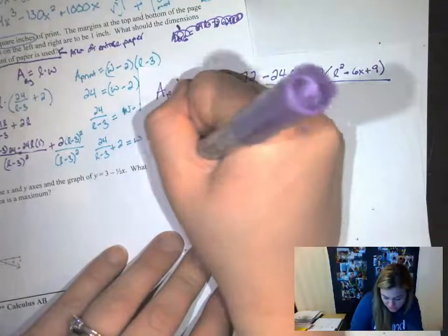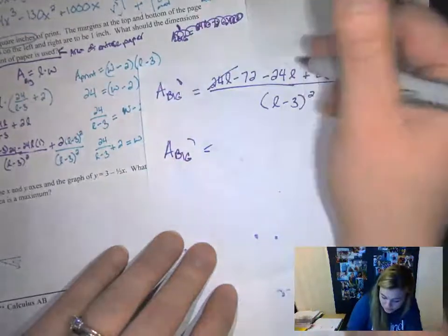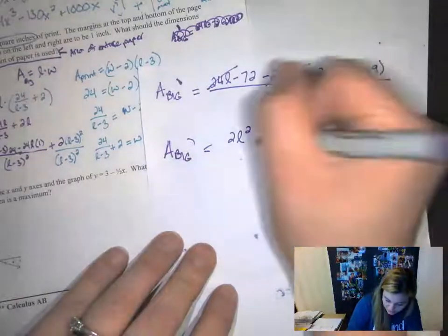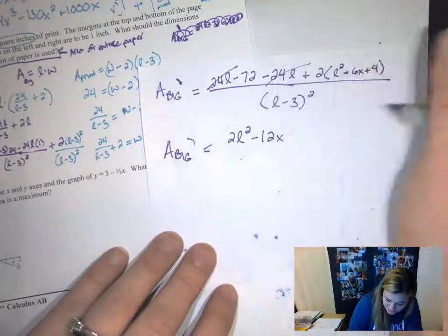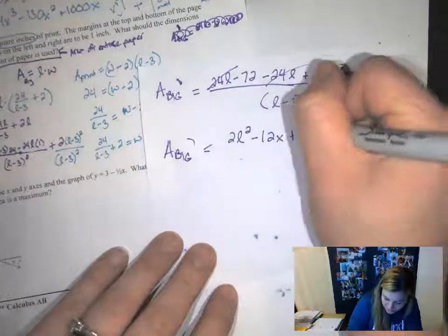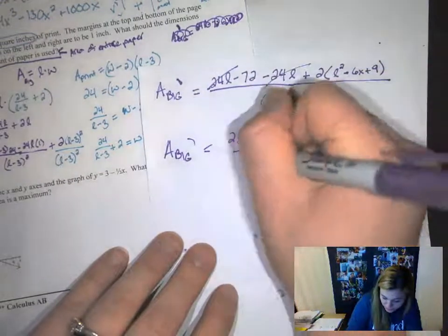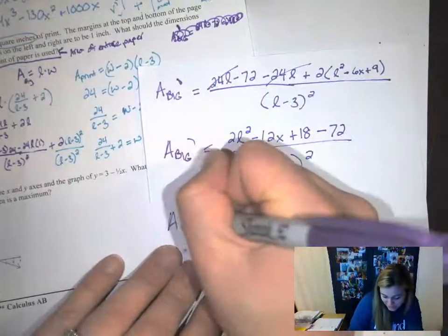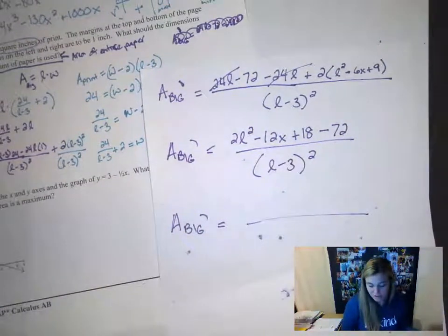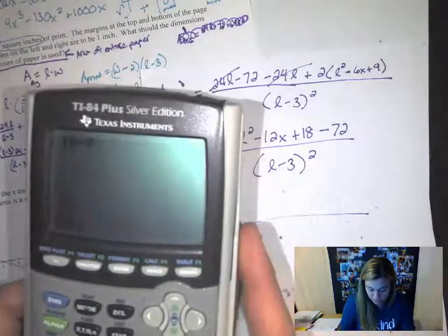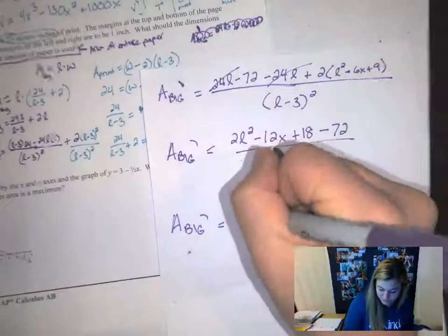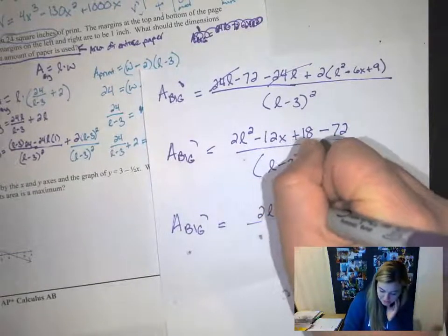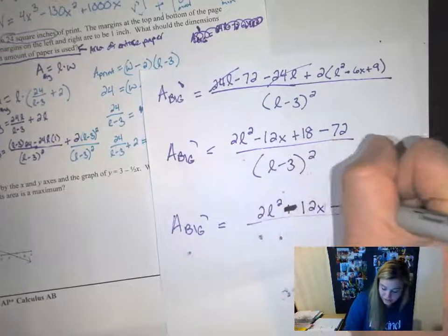Keep going. 24L minus 24L goes away. And now I have 2L squared minus 12L, because I'm distributing this 2 throughout, plus 18 minus 72 over L minus 3 squared. I'm just making this a little bit easier to work with. 18 minus 72 is negative 54. 2L squared, or I'm sorry, minus 12L minus 54.